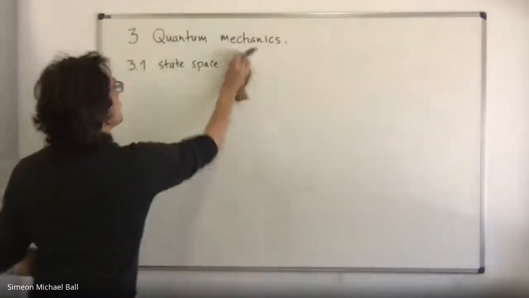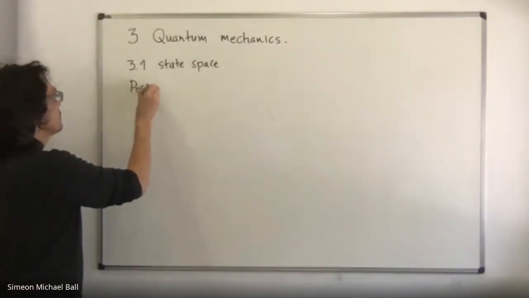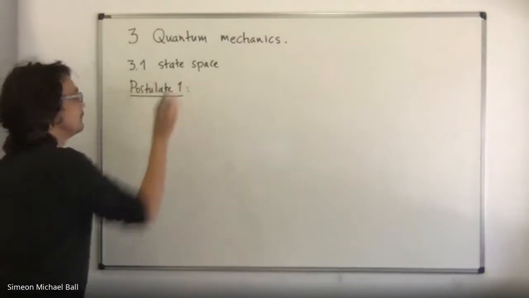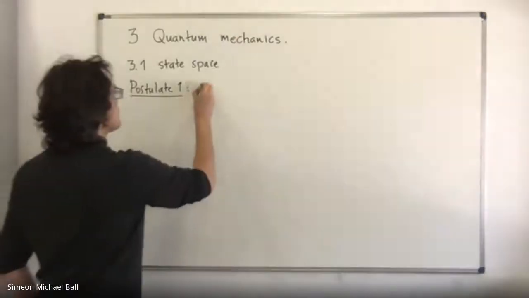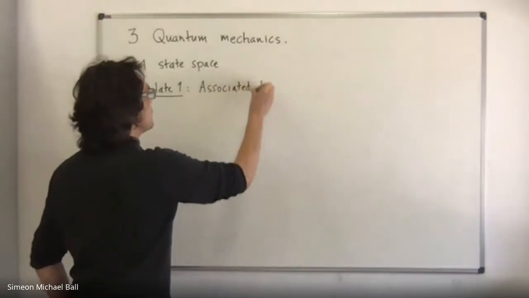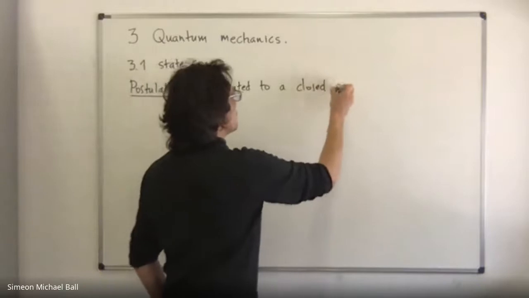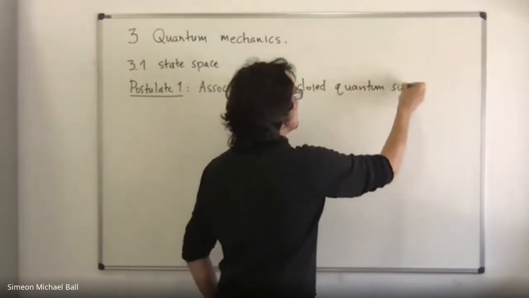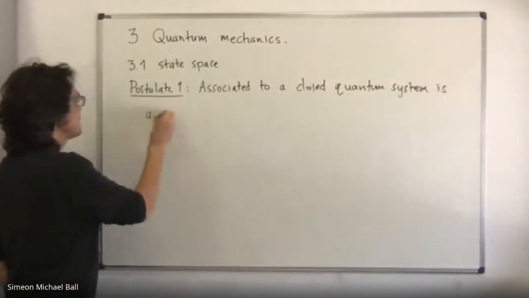This will be postulate 1, and there are 4 in all. Associated to a closed quantum system, it's a complex vector space.